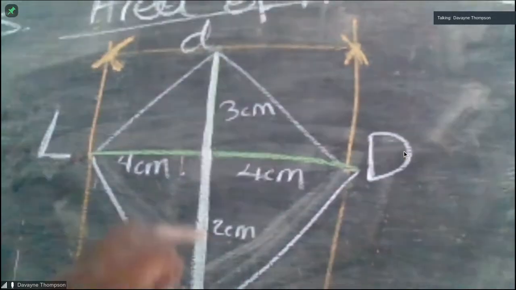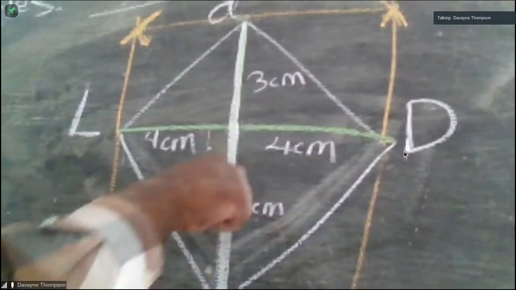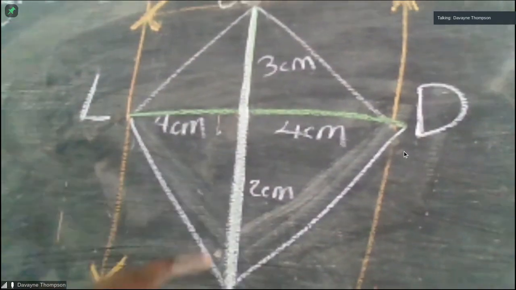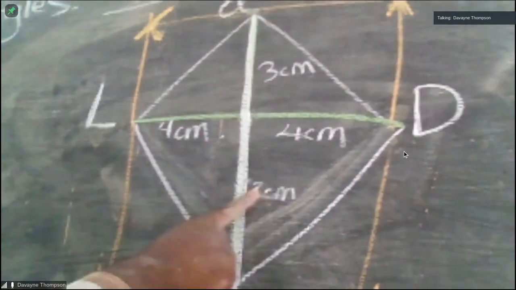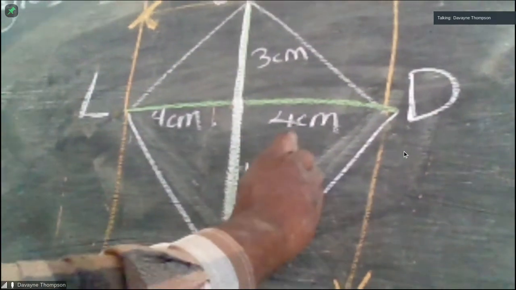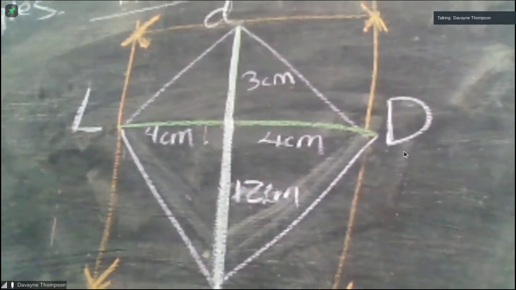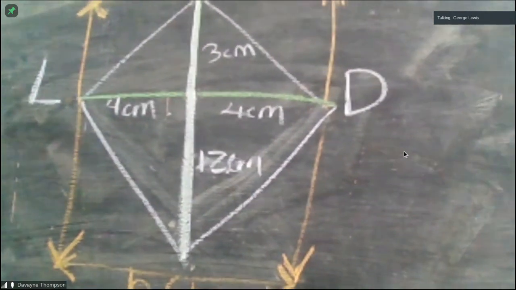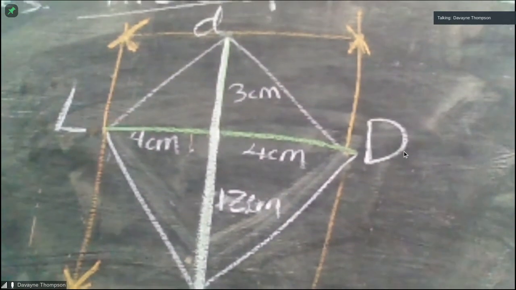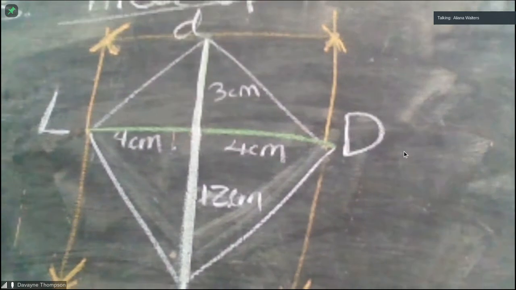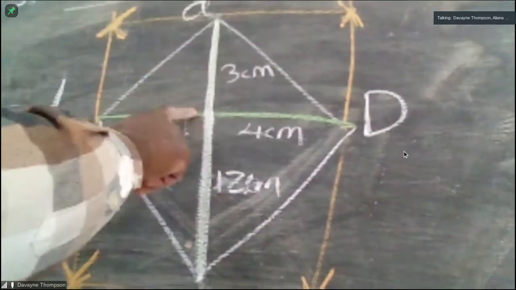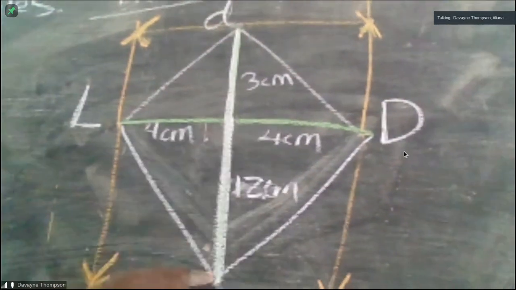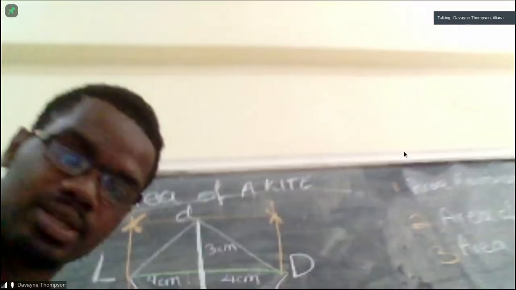4 centimeters. No, it's not going to be 4. The 4 is going across over there. The distance going from here to down here, isn't it 12 centimeters? Everybody see that? Aliana, you see? From here to here is 3 centimeters, then from here to here is 12 centimeters. Please make sure you see it. Let's continue now.